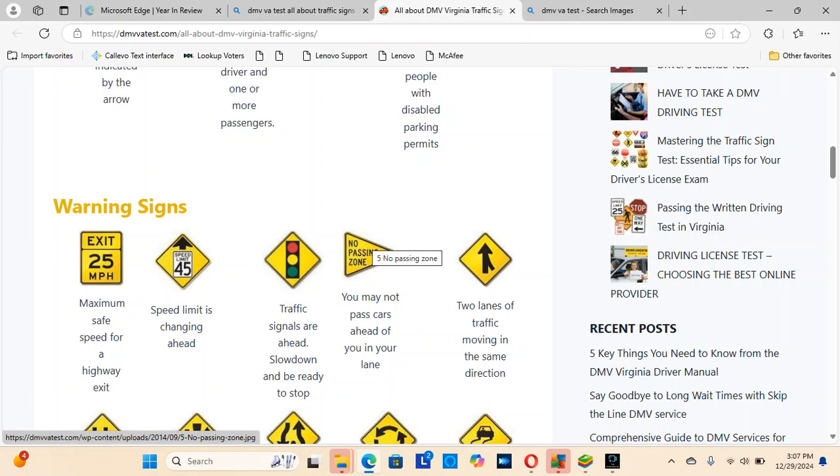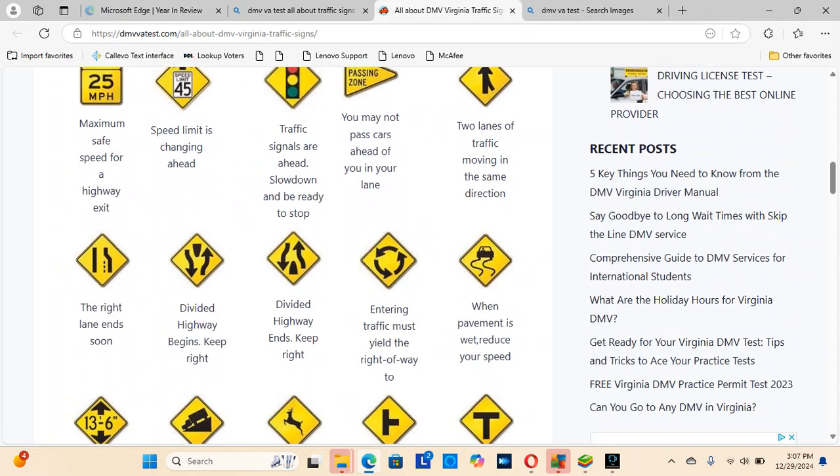This is a no passing zone. You'll see these a lot around schools and hospitals and things like that. So you cannot pass other cars that are ahead of you. This arrow with the indication on the right shows you that there's oncoming traffic coming into your lane going the opposite direction. So you have to be aware of that coming up.